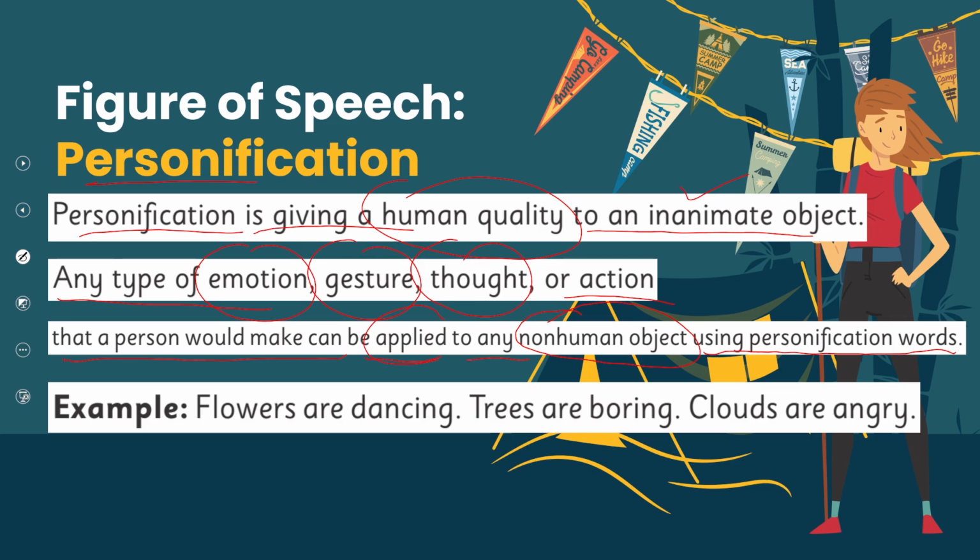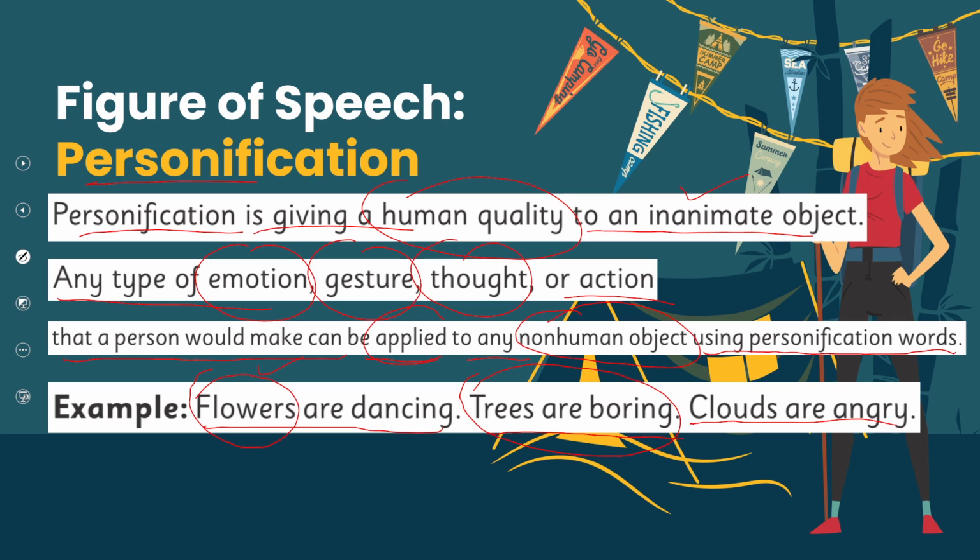For example, flowers are dancing, trees are bored, clouds are angry. Now, we know that dancing is a human quality. It is associated with human beings, with living beings. Now, flowers are dancing. It is a personification. Flowers are being personified with the human qualities. Trees are bored. So now here, boredom is something that human beings feel. It is an emotion that is specifically for human beings.